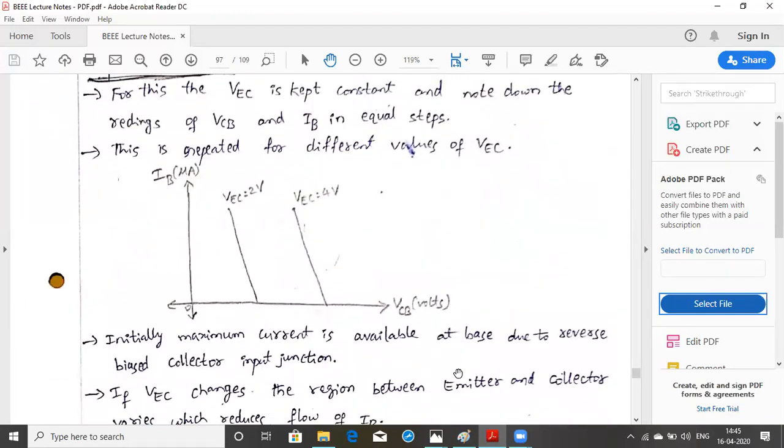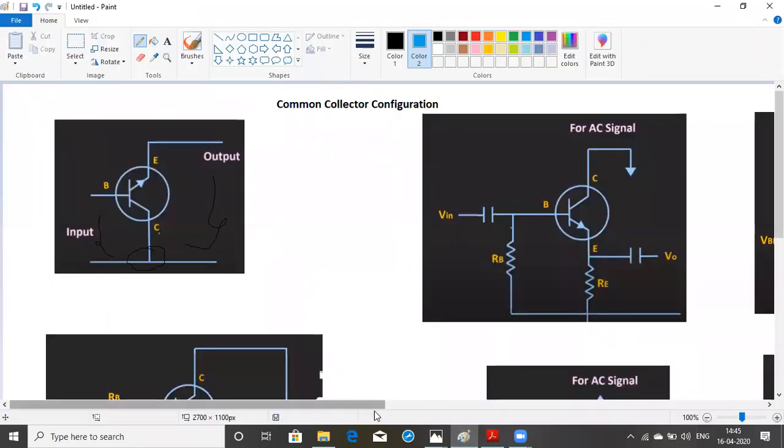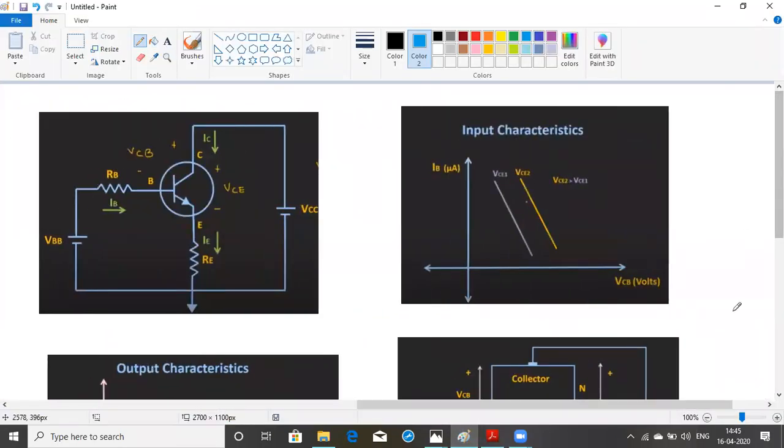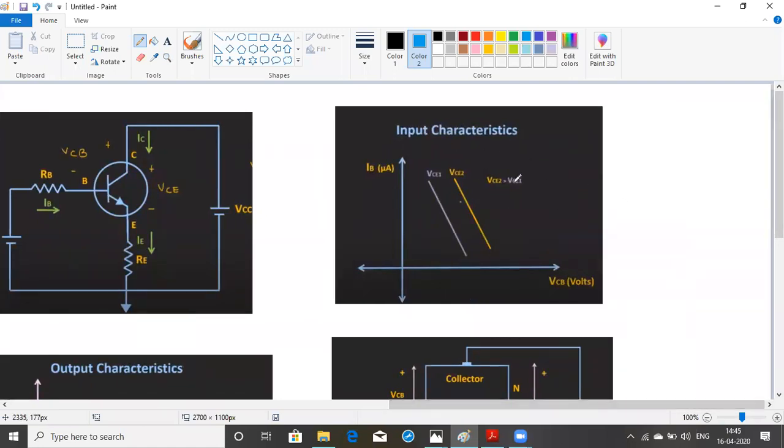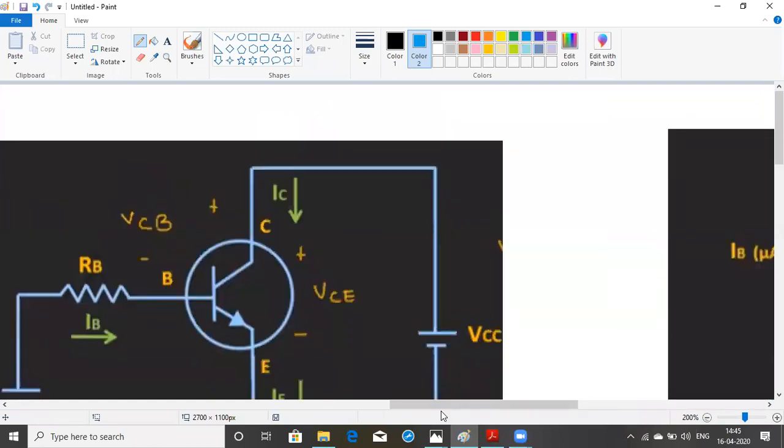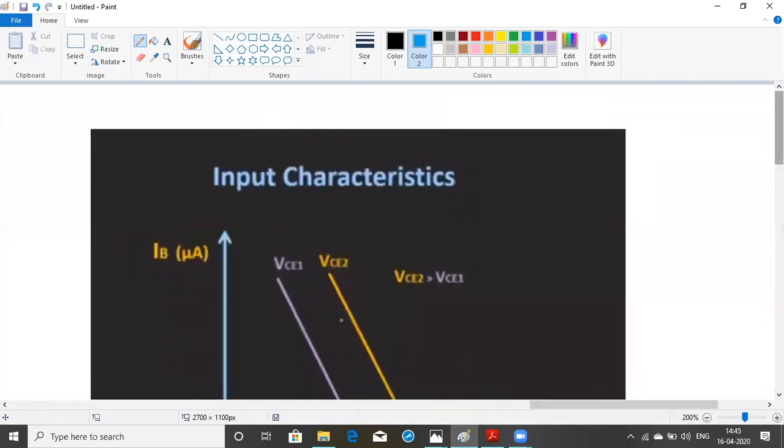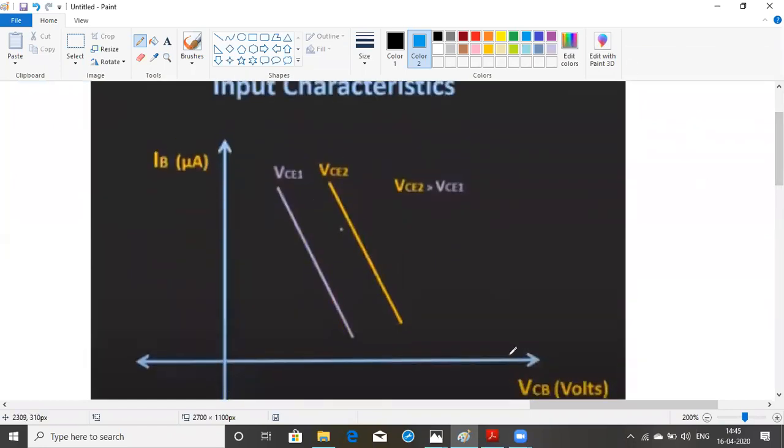So let us try to draw the input characteristics. I will show you here. These are the input characteristics; please neglect the left hand side diagram. If you observe the input characteristics, this is the collector base voltage VCB, the input voltage, and this is IB in terms of microamperes. For every one fixed value of the voltage, you have one value, and this value is different.